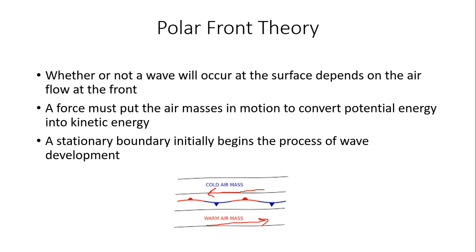You must get some type of force to get these air masses to turn in towards each other and get them into motion. Because right here, these dark solid lines represent lines of equal barometric pressure, the isobars. You've got a lot of potential energy here based on the spacing of these isobars. Remember from a previous training video, I talked about how the spacing of these isobars helps determine the strength of the pressure gradient. The more of these you have packed in a smaller horizontal distance, the stronger the pressure gradient, the greater the potential energy. A stationary boundary initially begins the process of wave development.